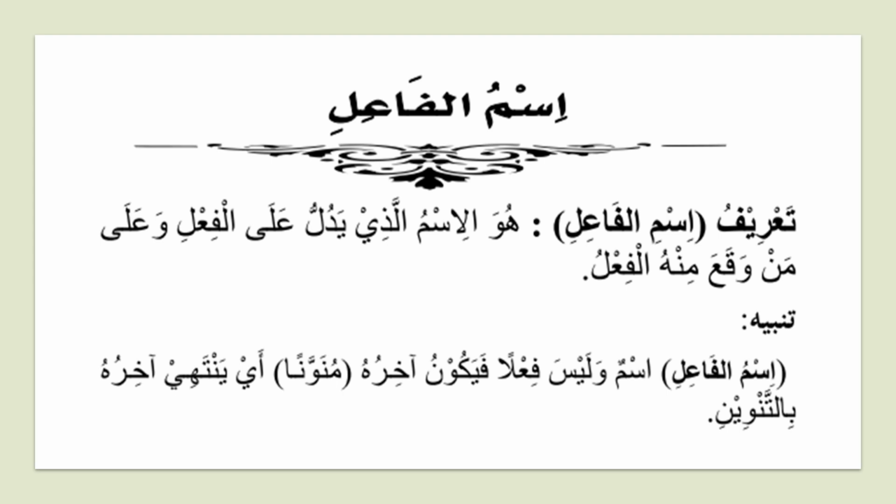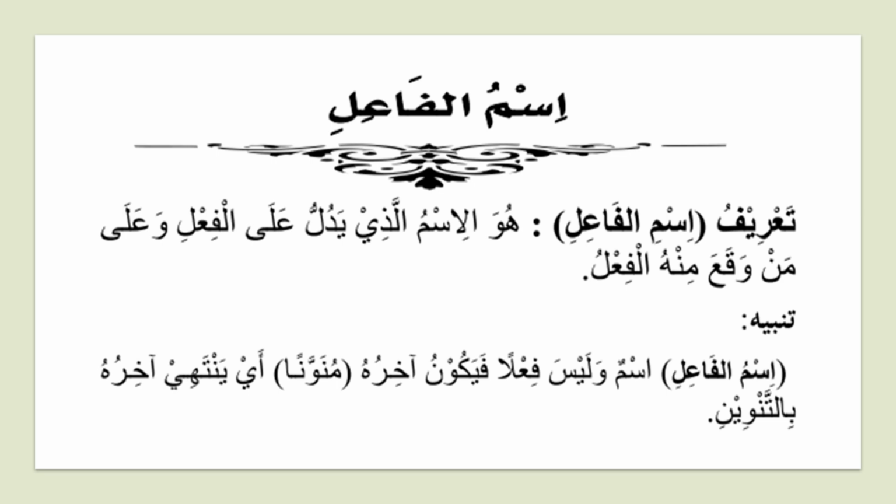And he gives us a tanbih, a notice. It says اسم الفاعل اسم وليس فعلا فيكون آخره منونا أي ينتهي آخره بالتنوين. So the اسم الفاعل, he says, notice it is a noun and it's not a verb. So its ending will end with a tanween. We know that verbs do not end with a tanween, and nouns end with tanween. That's one way to differentiate between a noun and a verb. So he says, notice that it is a noun, not a verb, therefore its ending will have a tanween.